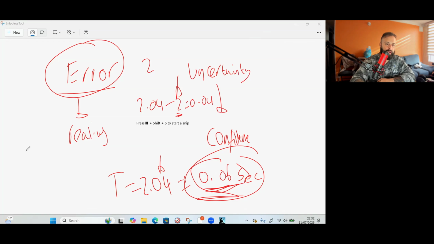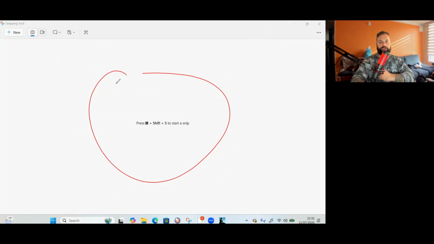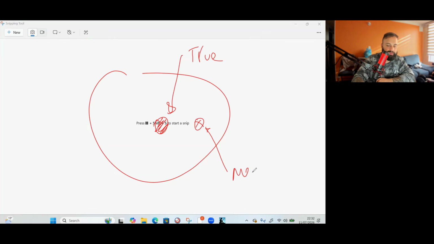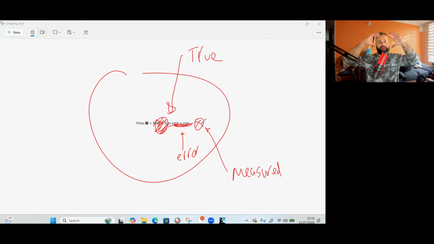So if I took a bullseye where you shoot an arrow, let's say the bullseye is the true value. And where your arrow hits, let's say your arrow hits there, that's your measured value. And the error is the distance between the two of those. But the uncertainty is where exactly did you hit. You don't know exactly where you hit. You've got a blurry image, but you know you hit somewhere on the right. You just don't know exactly, but you know it's between these two values.